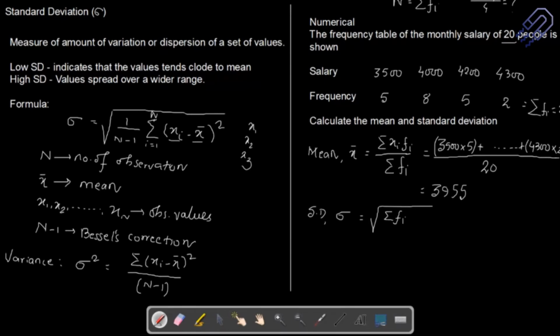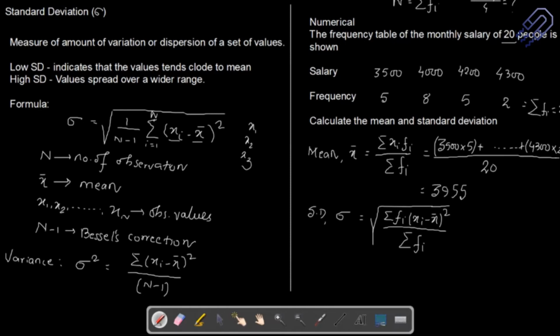summation fi xi minus x bar. Please remember, the formula does not change. We have the frequency because it tells you what is the number of observation. Okay, and divided by, let's not take the minus 1 here, because if you're just taking it 20, that depends on what kind of rules you are following, what formula you are following. You can just take it to be summation fi.